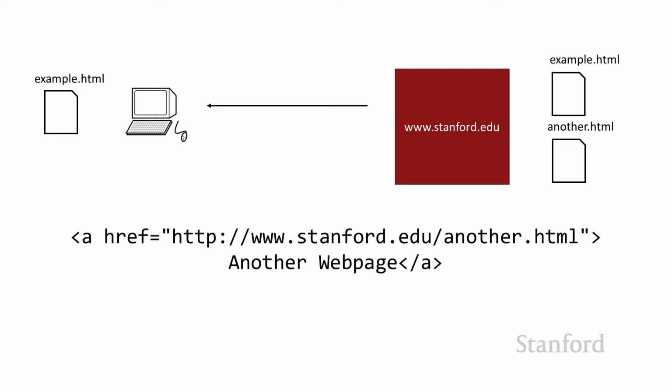And we've seen this before. This says I've got a hypertext transport protocol request for the web server, www.stanford.edu, and I want to get to the file another.html. Then the text, another web page, which is between the A start and the A end tag, is the text that's going to be linked. We'll talk a little bit later about what it's going to look like and how we might change the appearance.